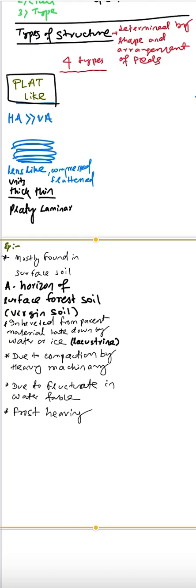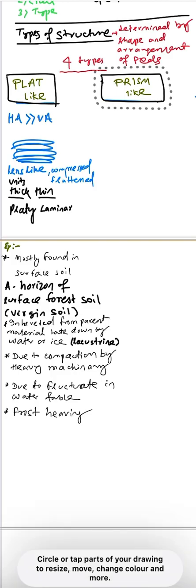Then next, because of compaction, the soil is now compressed. That means the vertical axis is decreasing and the horizontal axis is increasing. So due to compaction, because of heavy machinery, here also we find the plate-like structure. Then, in areas with a fluctuating water table we also find the plate-like structure. Another is frost heaving. So out of 4 types of structure, the plate-like structure is already covered. Now coming to the next structure, that is the prismatic type or prism-like shape.